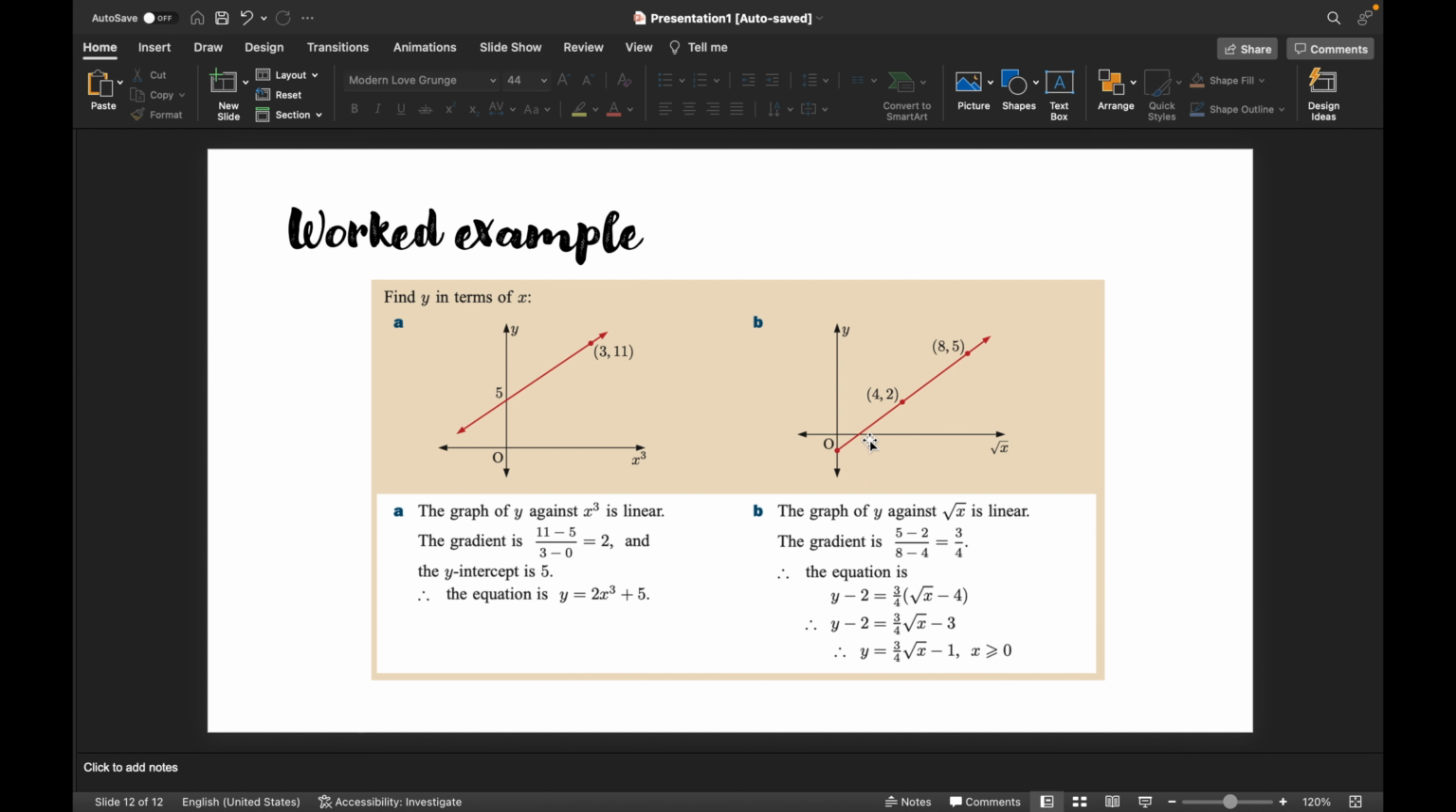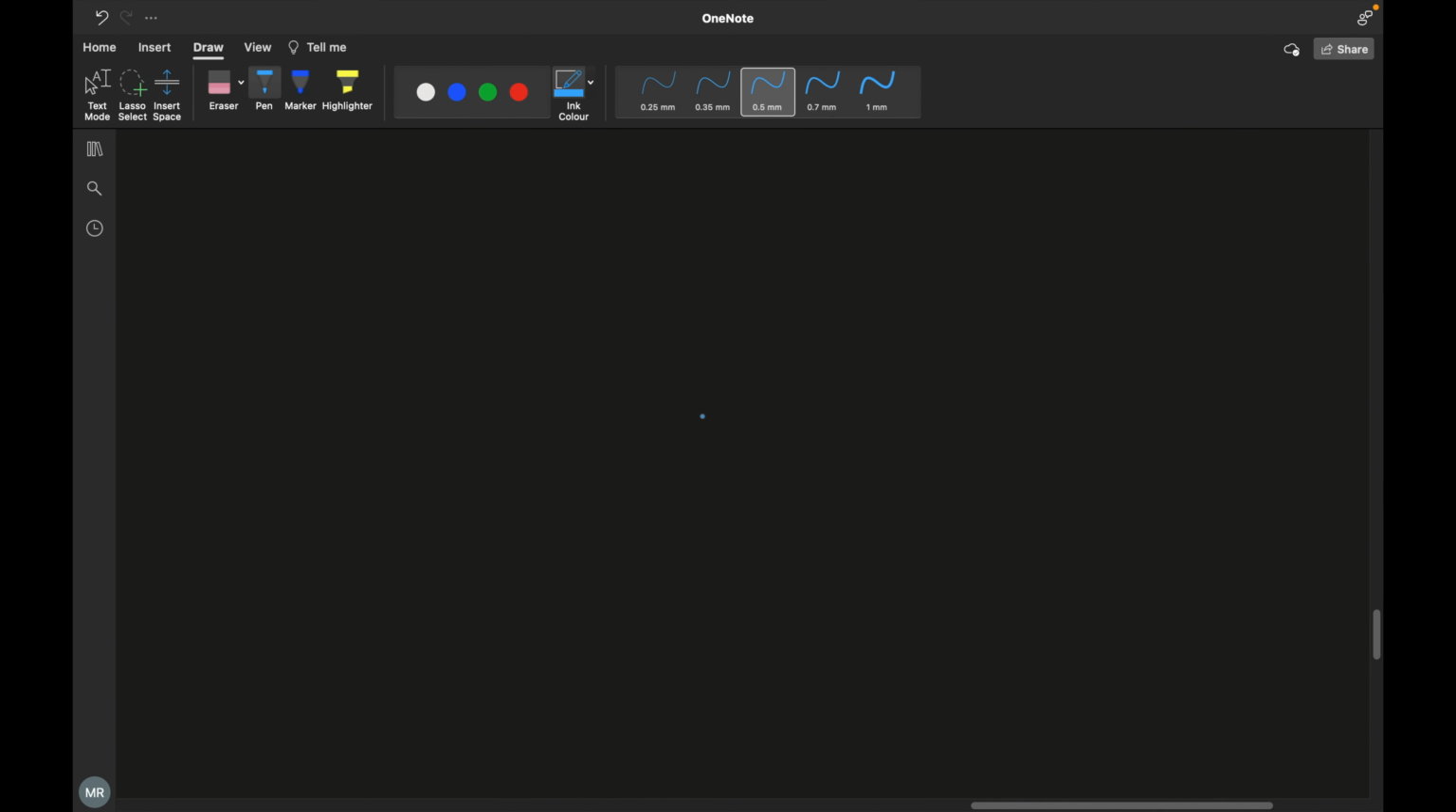They have done the same thing. They found the gradient first, which is 3 by 4. And then we don't have the y-intercept, so we'll just use one of the points, and we find the equation by doing y minus y1 equals m into x minus x1. So when you simplify it, you get this. Instead of writing x, you have to write the square root of x. So that's pretty simple.